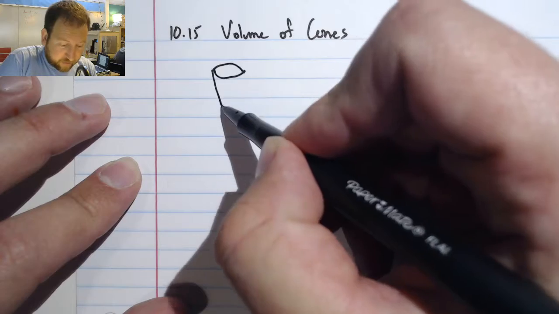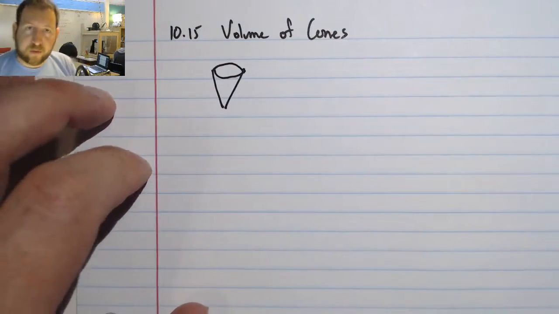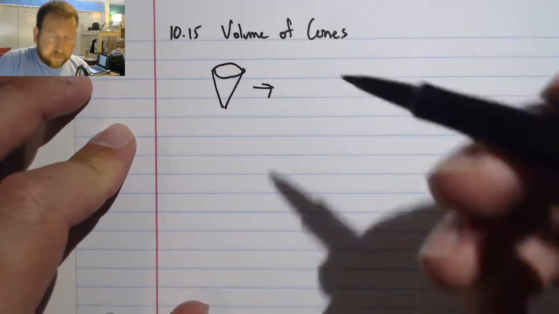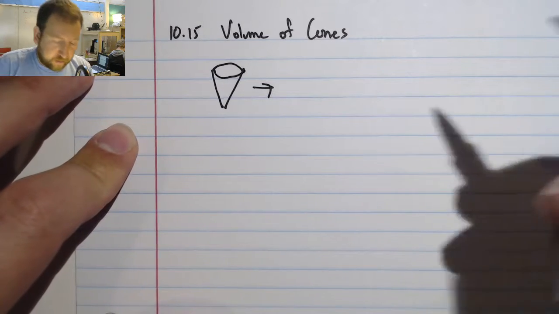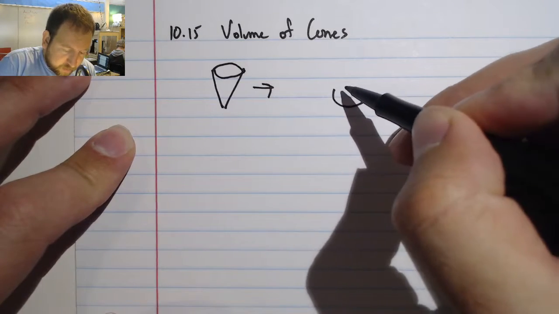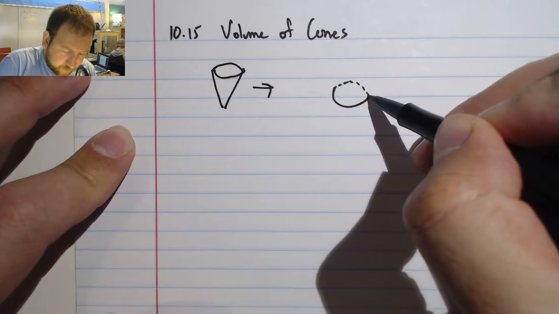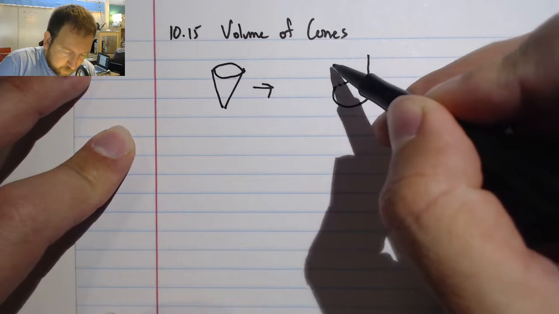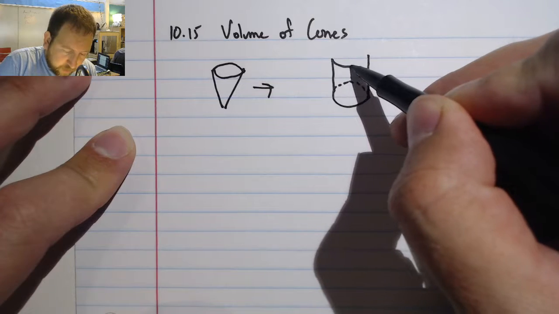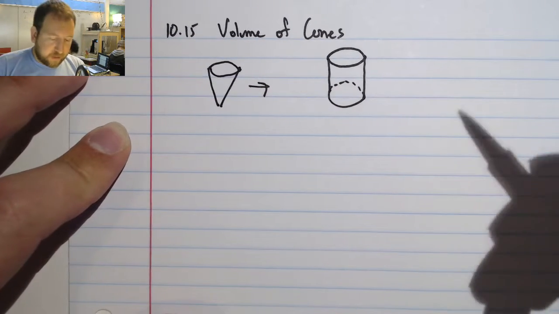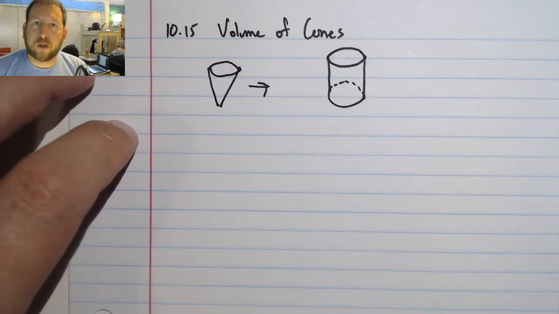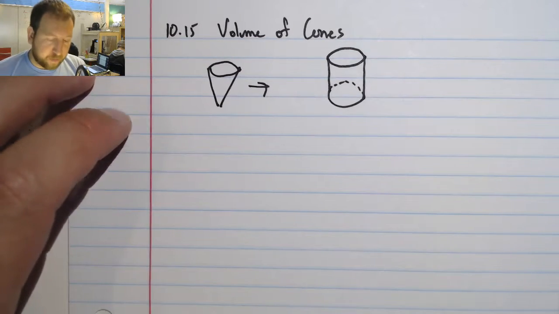Not the actual ice cream, but where you put the ice cream. And what you'll notice is that this is very similar to one of our other shapes, our cylinder. Our cylinder, remember, looks like this. And we're actually going to use our formula for our cylinder to craft the formula for our cone in almost the same way that we did with our pyramid.